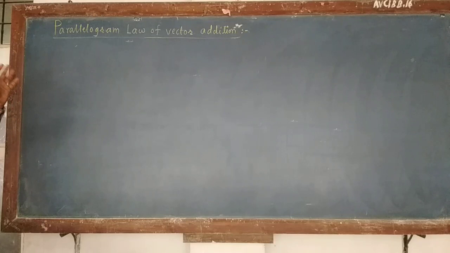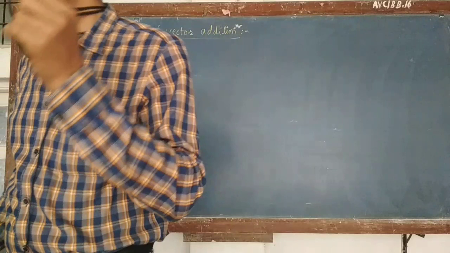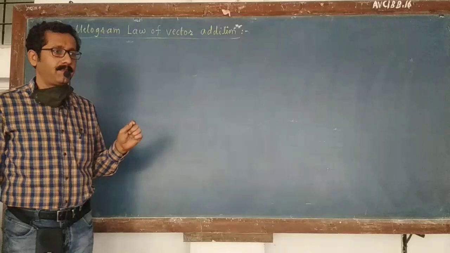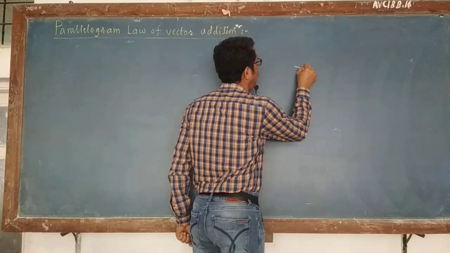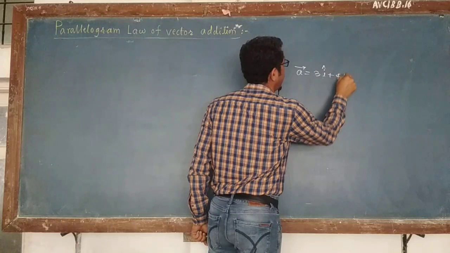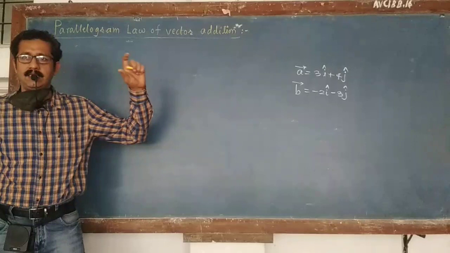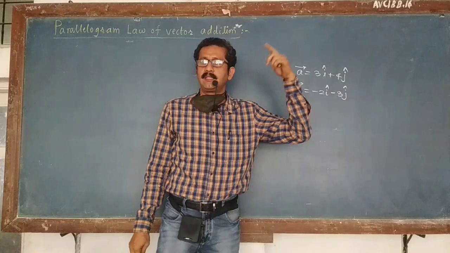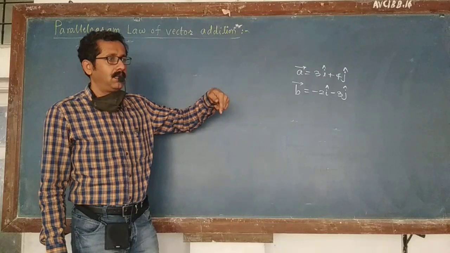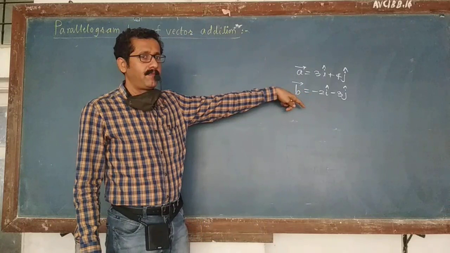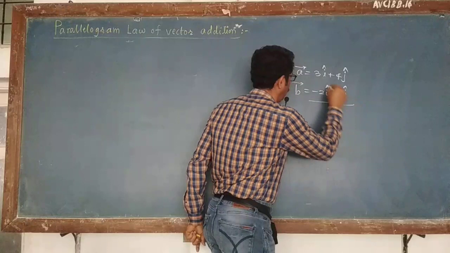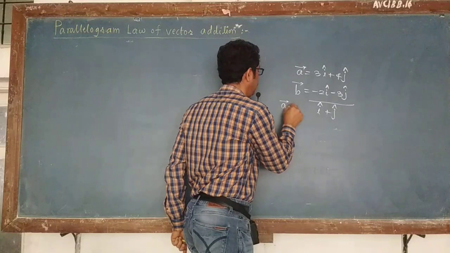Earlier, what we have done is how to add vectors in the form of i, j, k. Supposing I have a vector A equal to 3i cap plus 4j cap, and the other vector B equal to minus 2i cap minus 3j cap. If I want to add these two vectors, it's going to be very easy. I just have to add the i and i components, and the j and j components, so that the addition of vector A plus vector B will give me 3i plus 4j plus of minus 2i minus 3j. So their addition is going to be equal to only 1i plus 1j. So that will be your vector addition, vector A plus vector B.